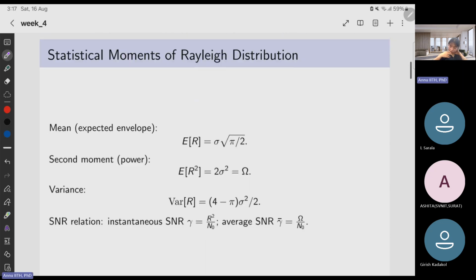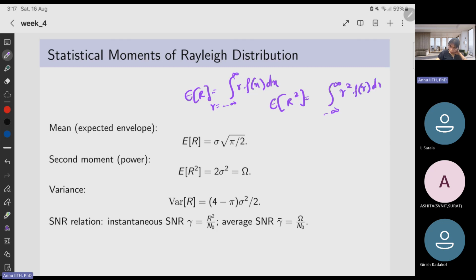So, statistical moments of a Rayleigh distribution. E is the expected value. You may wonder what the formula for expected value is. It is the integral from minus infinity to infinity of r f_R(r) dr. And E of R square is the integral from minus infinity to infinity of r square f_R(r) dr. Sorry, I'm writing x here.